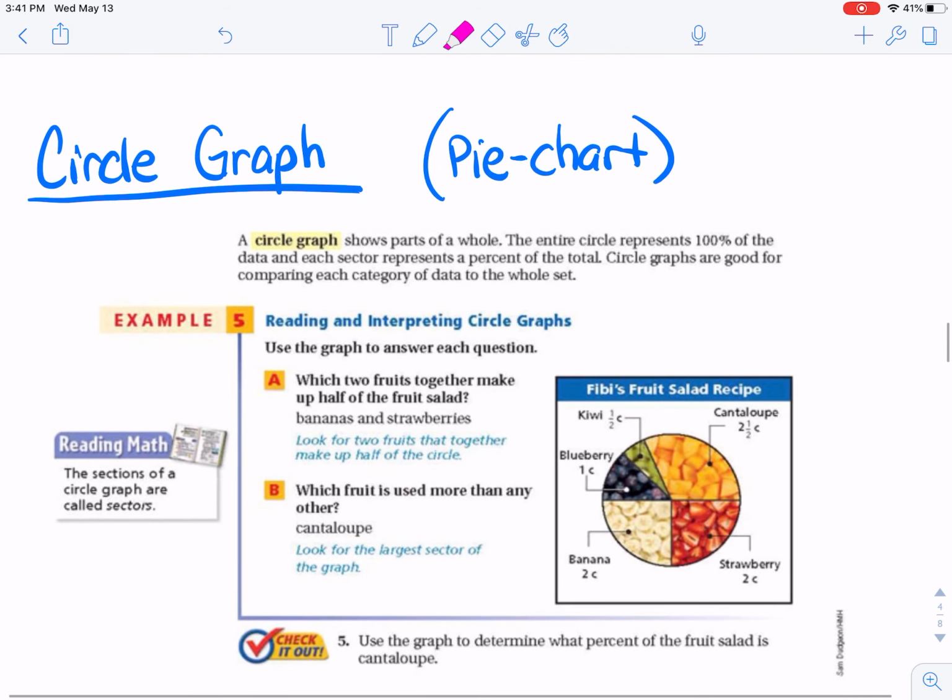All right, our last one is the circle graph, which growing up, you would have referred to this as a happy little pie chart. We are now grown up and we're big boys and big girls, and we call it a circle graph. So we sound all sophisticated.